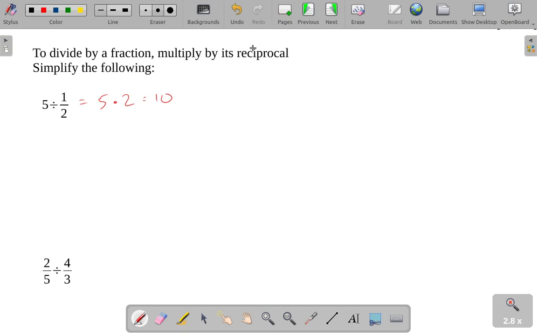You'll always take the reciprocal of the one you're dividing by. It's always the one that follows your division. You'll never take the reciprocal of that one. You'll never do the reciprocal of the 5. It's always the 1/2 in this instance.